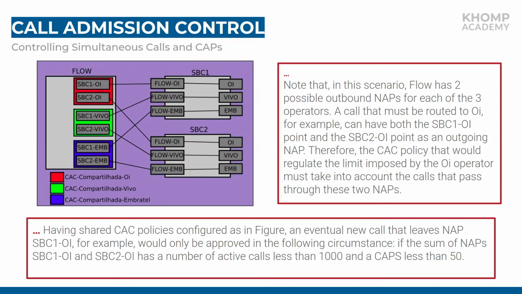With shared CAP policies configured as in the figure, an eventual new call that leaves a NAP, for example, will only be approved in the following circumstance: if the sum of the NAPs SVC1 Oi and SVC2 Oi has a number of active calls less than 1,000 and a CAP less than 50.